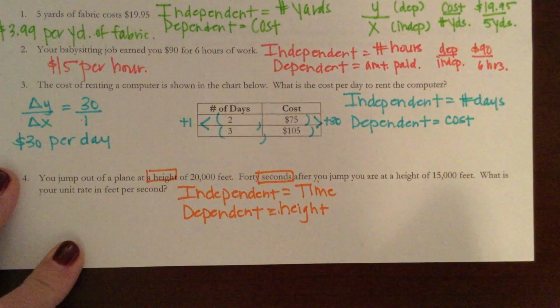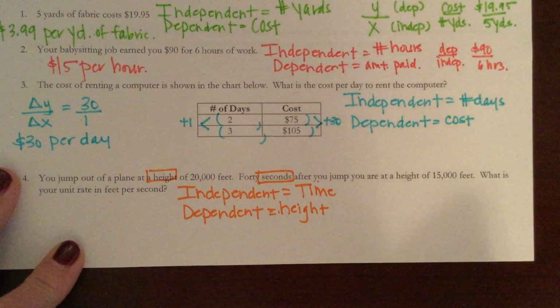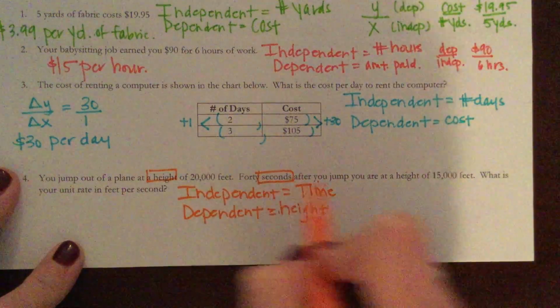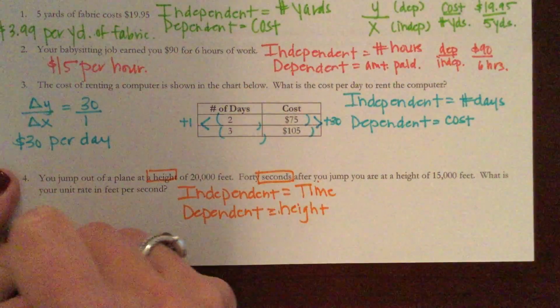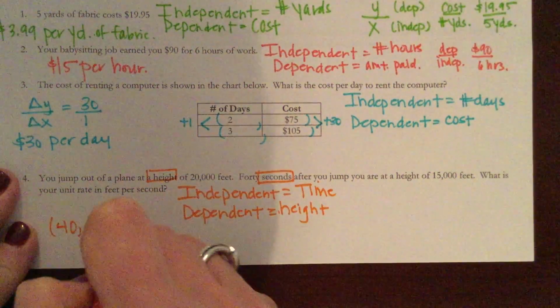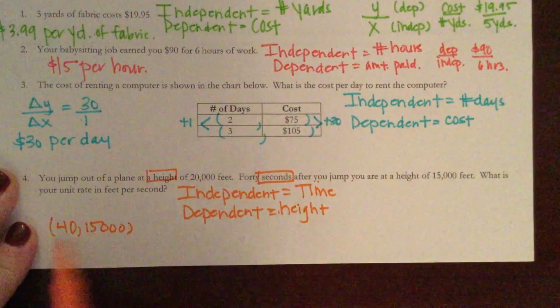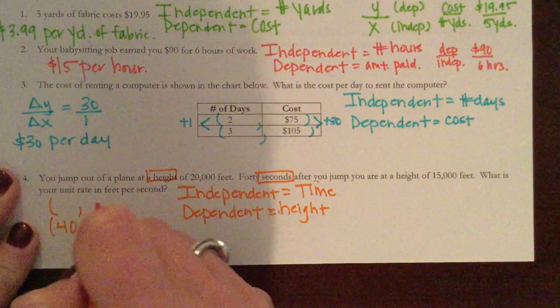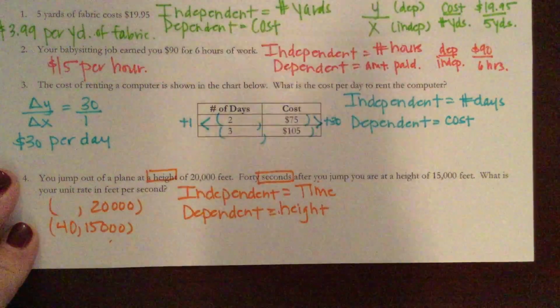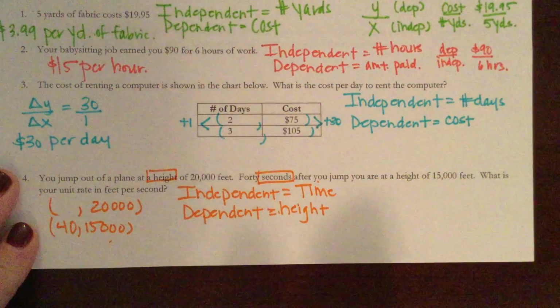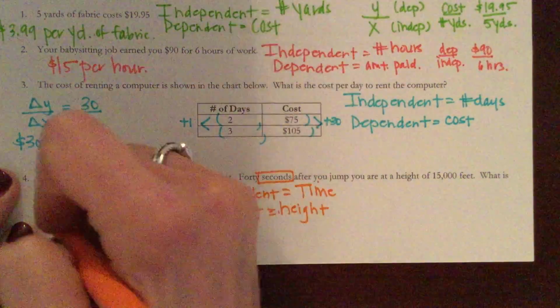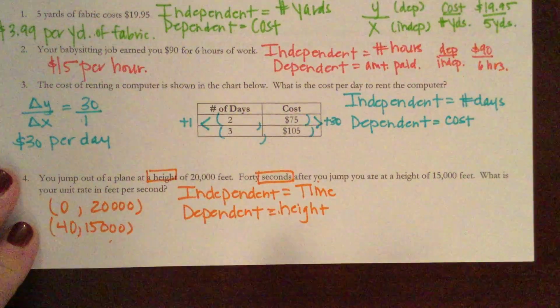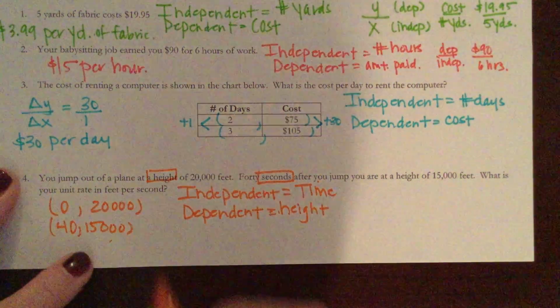All right, thinking about being able to create some ordered pairs for this, we know that after 40 seconds, we are at 15,000 feet. So that ordered pair is pretty easy to come up with. Time is X, height is Y. What would be the time here when we initially jumped out of the plane at a height of 20,000 feet? If you said that that should be 0, you are correct. We can now compute the slope.